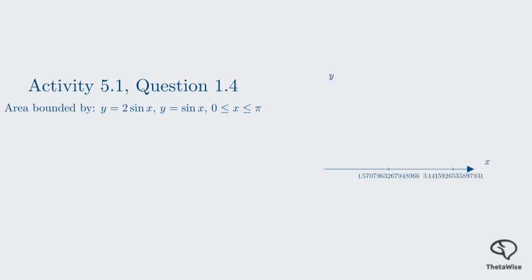Both graphs are sine waves. y equals sin x starts at 0, peaks at 1 at pi over 2, and returns to 0 at pi. The graph of y equals 2 sin x is a vertical stretch of the first graph by a factor of 2. It peaks at 2 at pi over 2. So here are our two sine waves over the interval. The area we want is the space between them. From our sketch, it's clear which function is the upper boundary and which is the lower boundary.